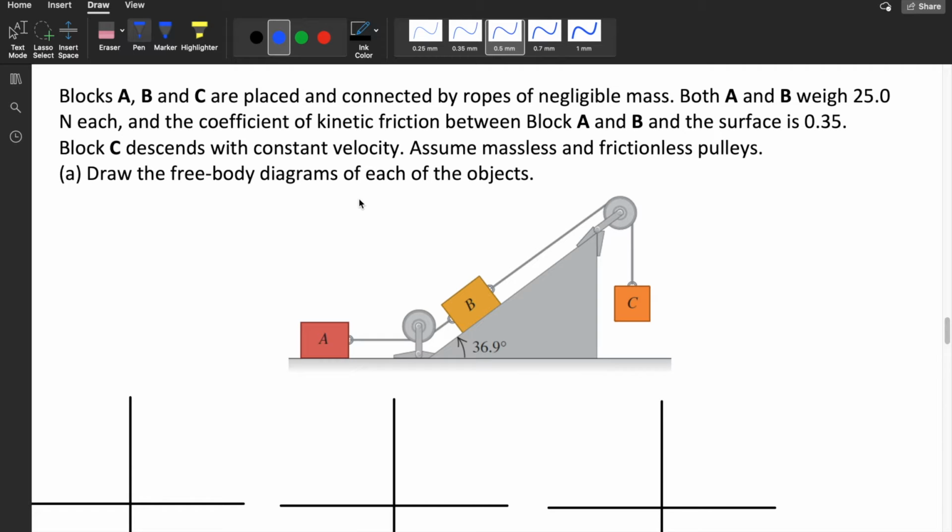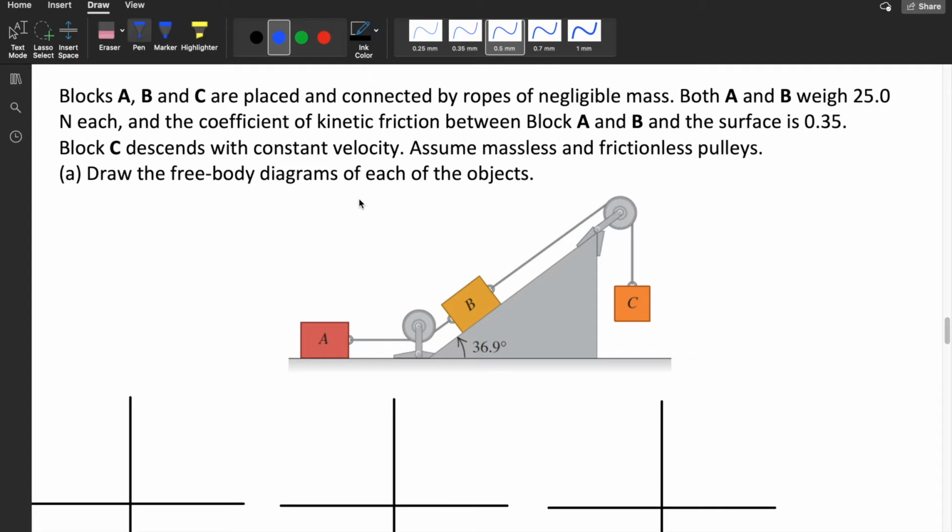Another problem here, blocks A, B, C are placed and connected by ropes of negligible mass. Both A and B weigh 25 newtons each, and the coefficient of kinetic friction between blocks A and B and the surface is 0.35. The block C descends with constant velocity. Assume massless and frictionless pulley. Draw the free body diagrams for each object.